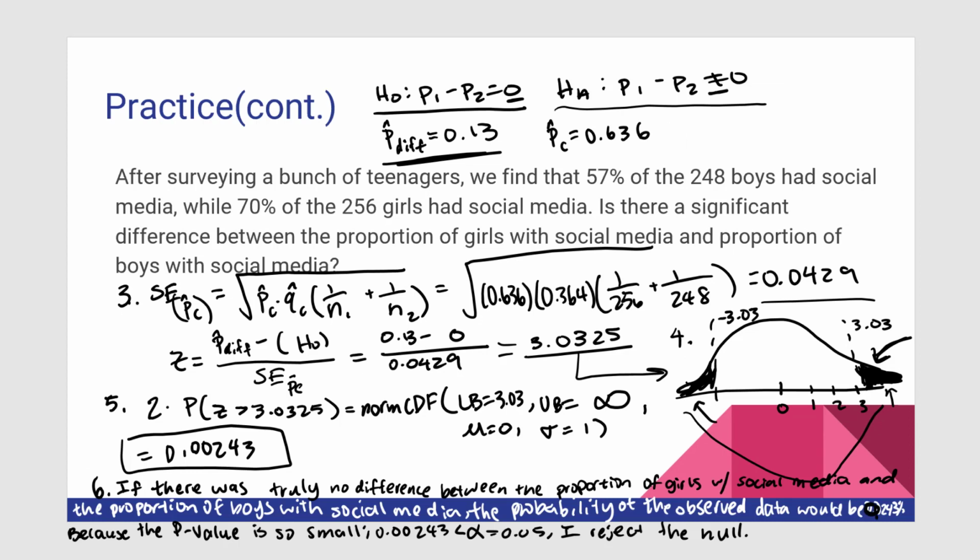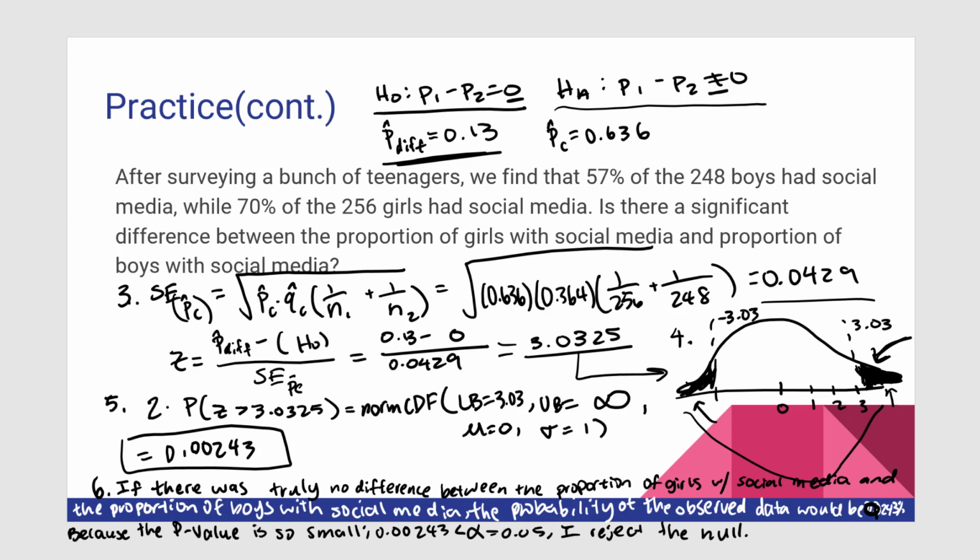If there was truly no difference between the proportion of girls with social media and the proportion of boys with social media, the probability of the observed data occurring would be 0.243%. Because the p-value is so small, making our comparison, 0.00243 is less than alpha, which is equal to 0.05, I reject the null hypothesis. We have sufficient evidence to believe that there is a difference between the proportion of girls with social media and proportion of boys with social media. That last sentence isn't really necessary, that's why I didn't write it, but if you want to play it safe, you can definitely add that.